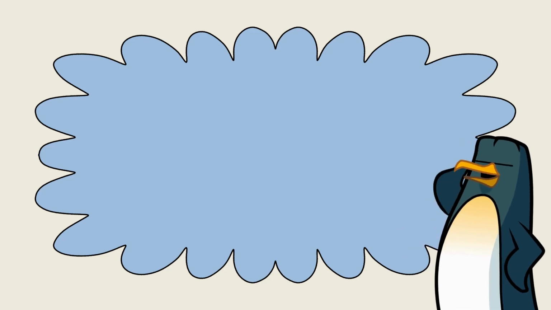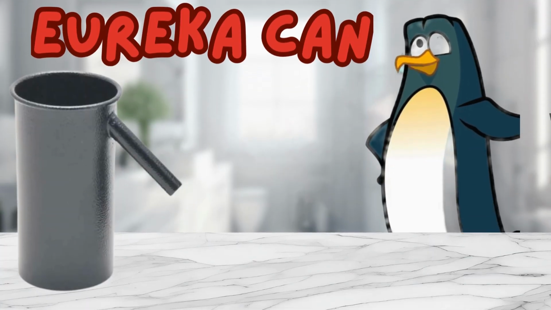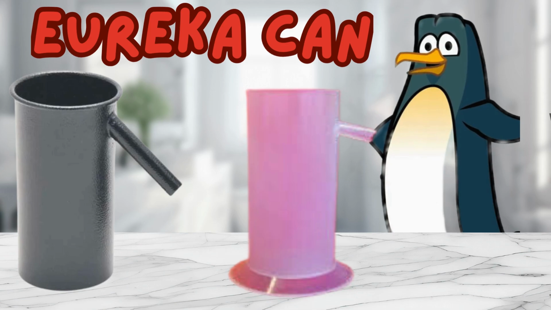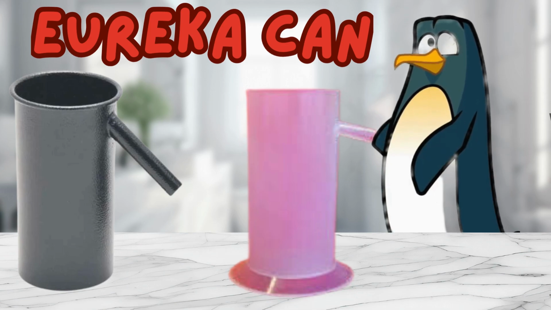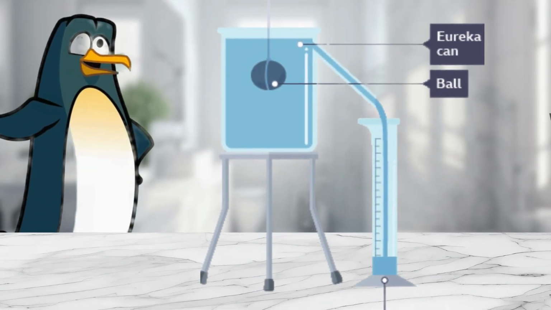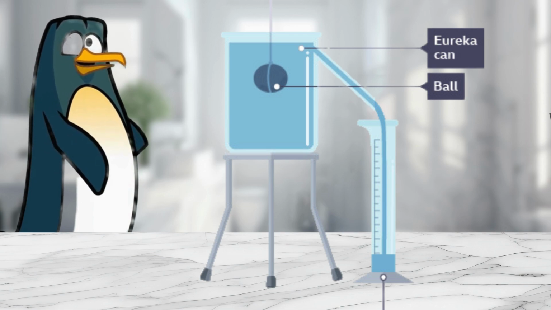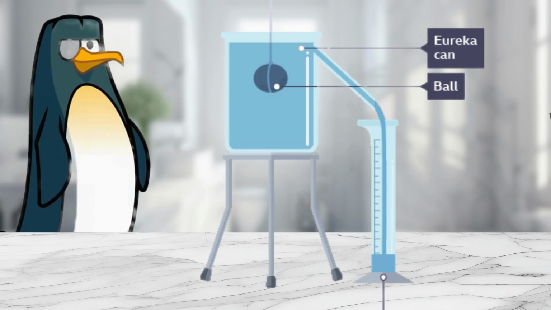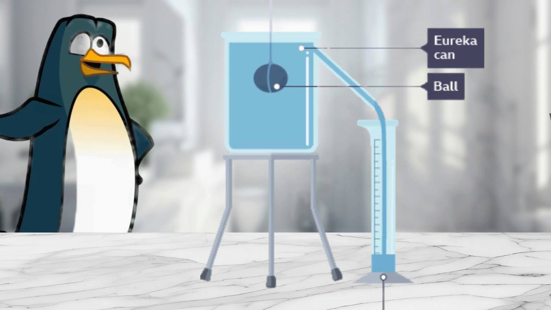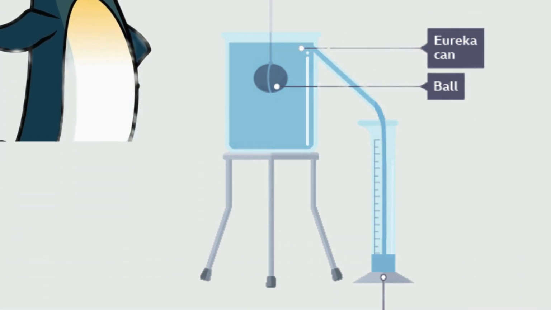Now let's move to a very special vessel. Eureka can. 1. A eureka can is a glass or polythene beaker with a side opening near its mouth, which is known as spout. 2. Thus, the beaker can contain a volume of liquid up to the spout. 3. Any excess of liquid overflows through the spout.